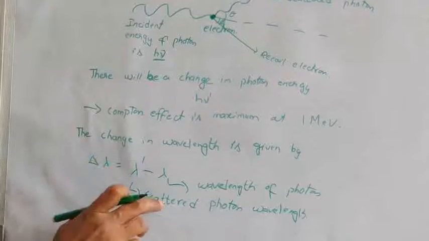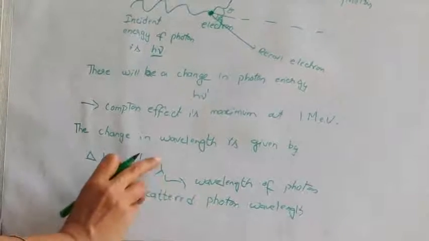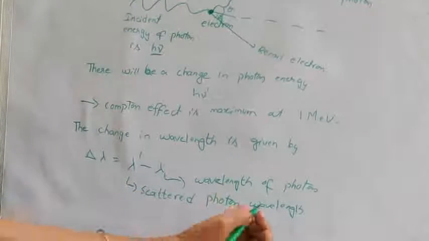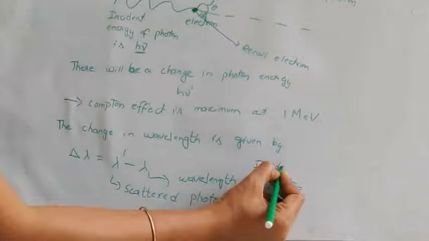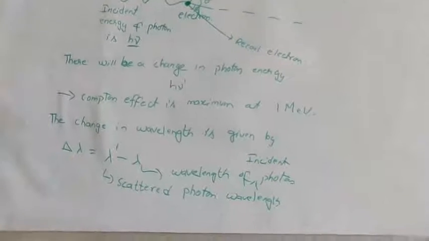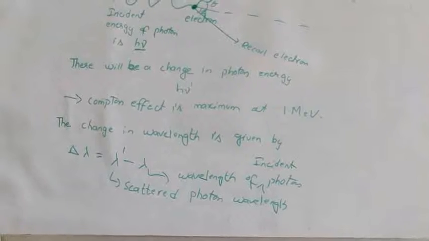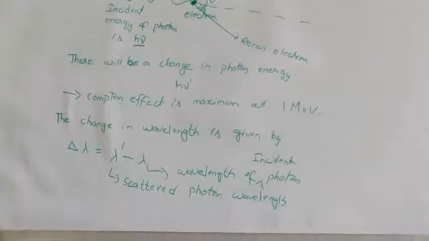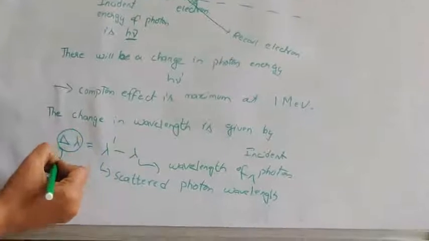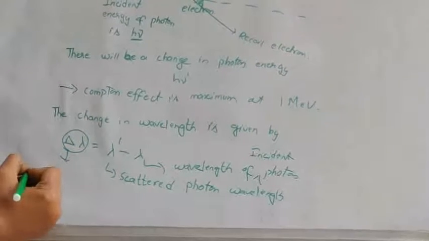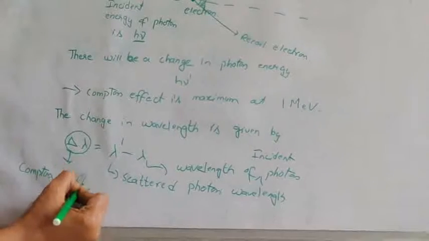What does lambda dash represent? The wavelength of the scattered photon. What does lambda represent? The wavelength of the incident photon. Now here this change in wavelength we are calling the Compton shift. Delta lambda is also known as the Compton shift.